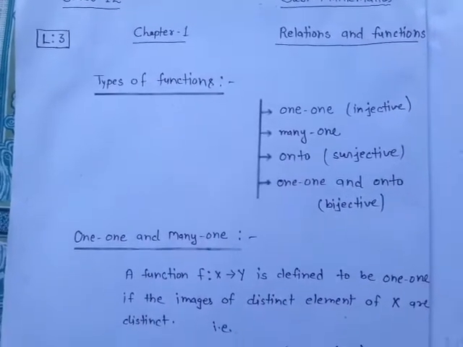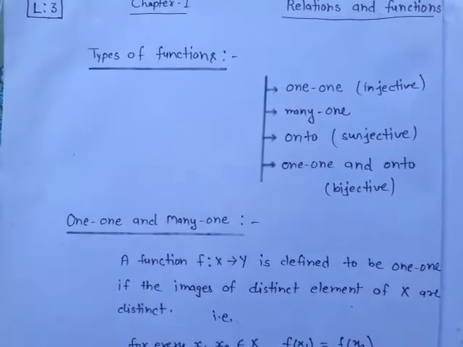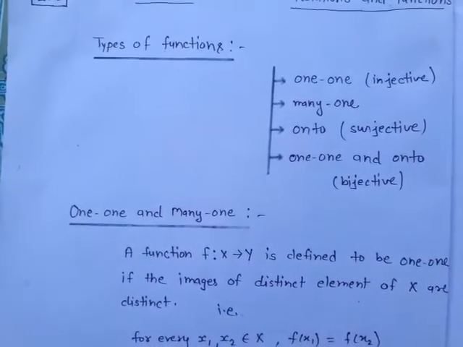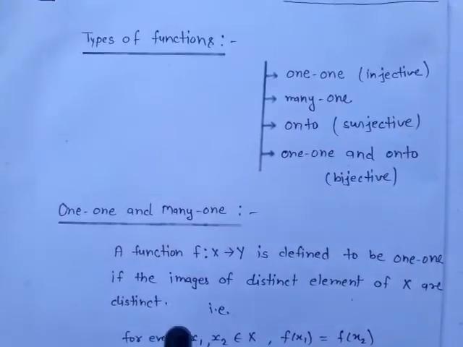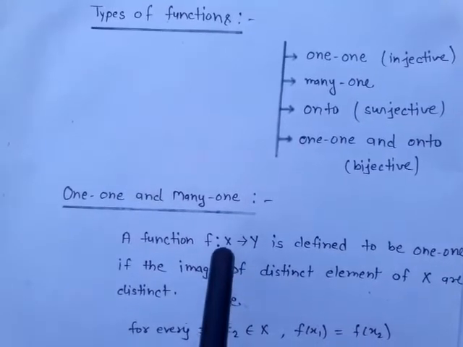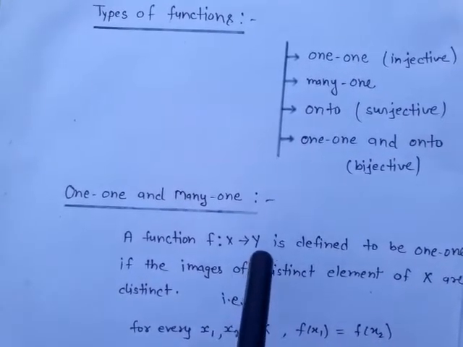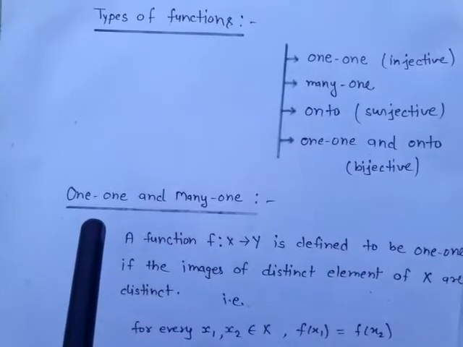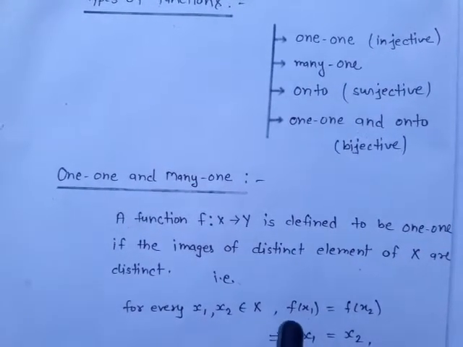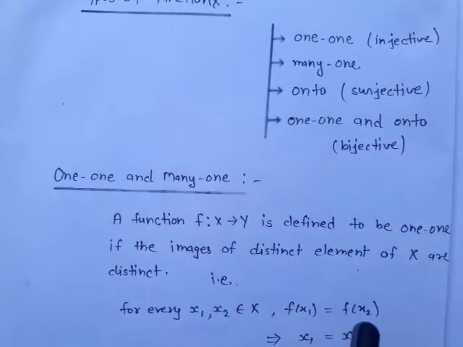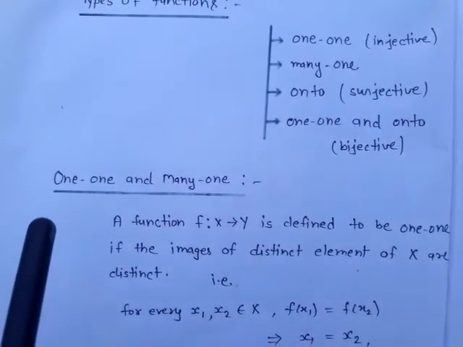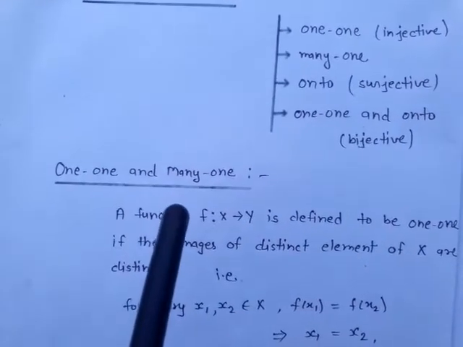A function f such that X tends to Y is defined to be one-one if the images of distinct elements of X are distinct. That is, if a function is defined as X tends to Y, if every element of X has a distinct image in Y, then we say the function is one-one. It is also represented as: for every x1, x2 belongs to X, if f(x1) is equal to f(x2), then x1 is equal to x2. If a function is not one-one, then we say that the function is many-one.